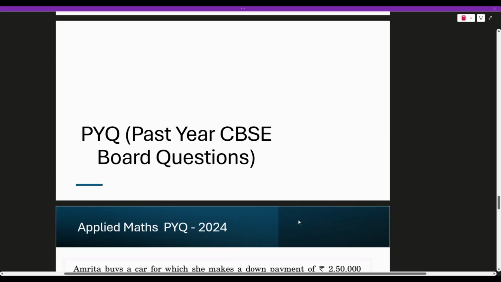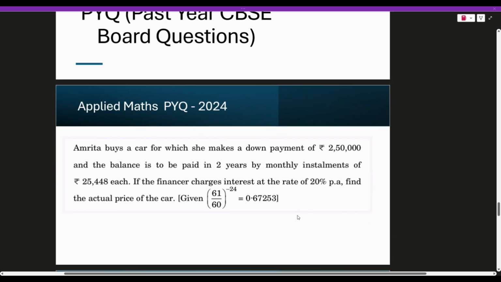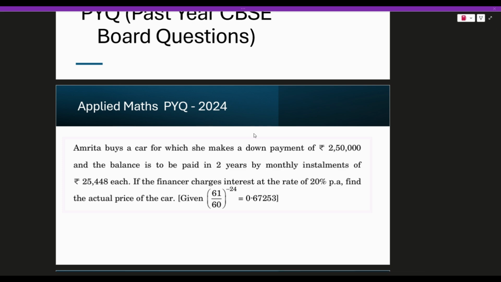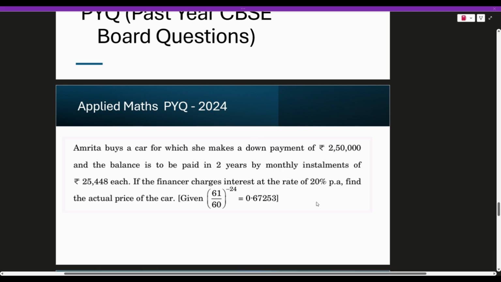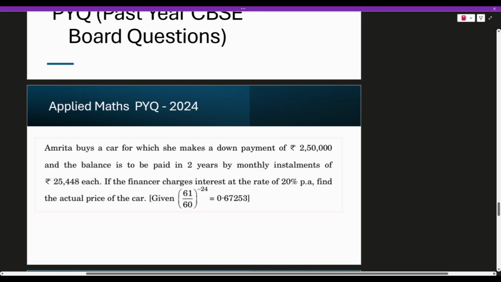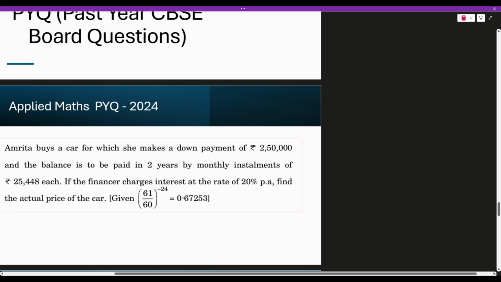Let's see past year's questions here. Read the sum. It came in 2024. Amrita buys a car for which she makes a payment of 2,50,000. Just read the sum. And the balance is to be paid in 2 years by monthly installment of rupees 25,448 each. Financial charges interest at the rate of 20% per annum. Find the actual price of the car. Given this, I hope that this year also information will be given in this manner.